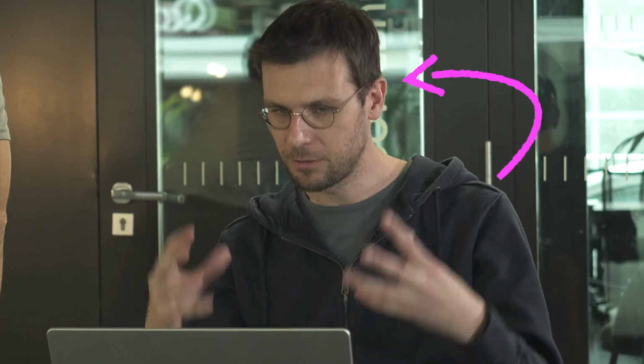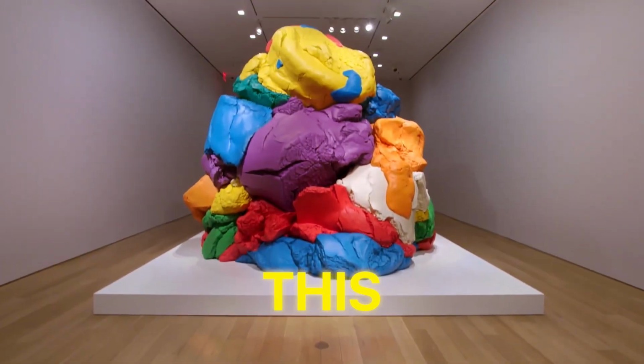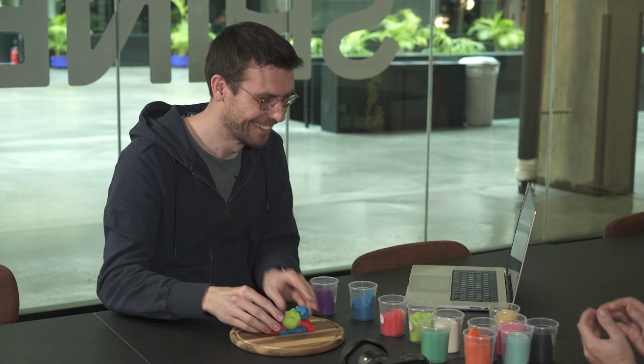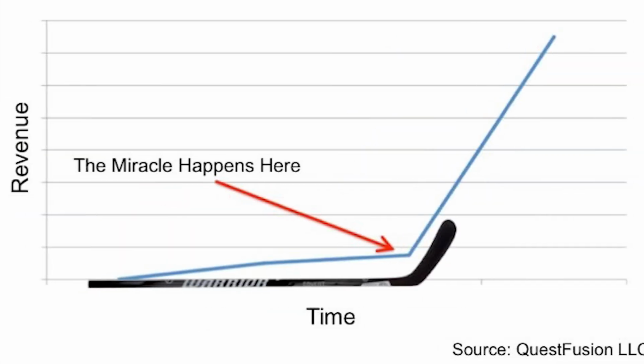This is Robi, the founder of an insanely fast-growing startup called Jitter. And this is a giant $23 million Play-Doh, which will play a role later in this video. Robi's startup attracts 400,000 monthly visitors. Their revenue looks like a hockey stick. And the crazy part is that they don't do any marketing.